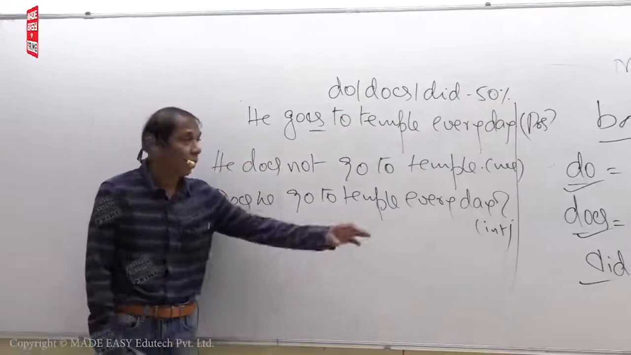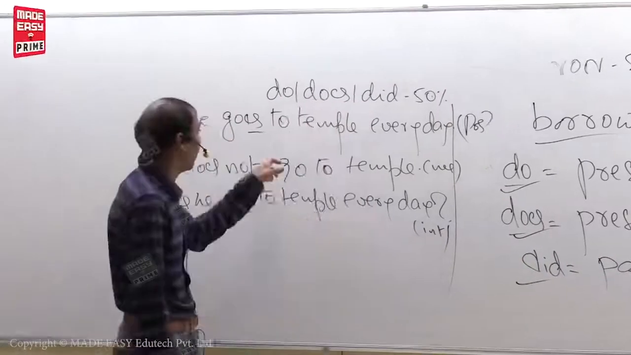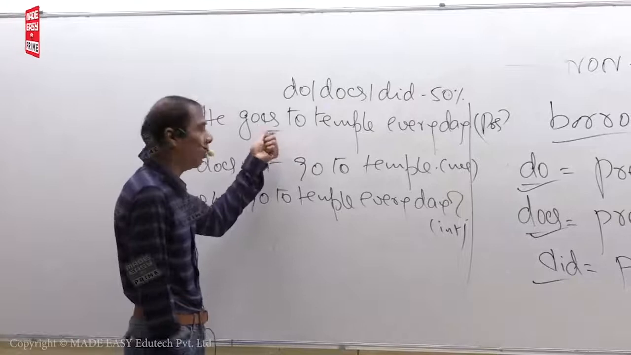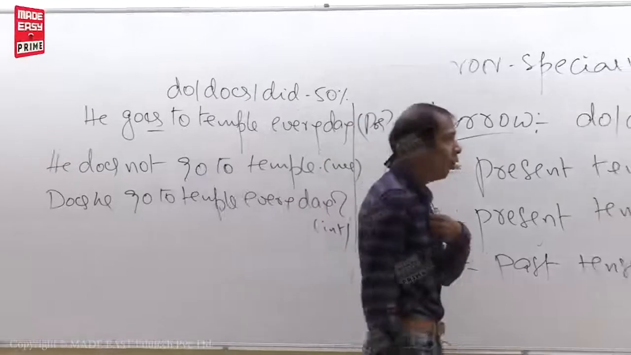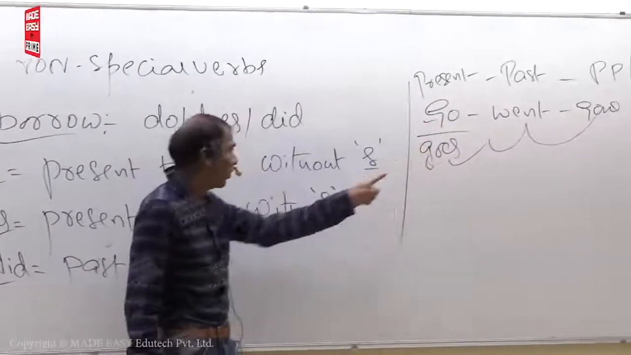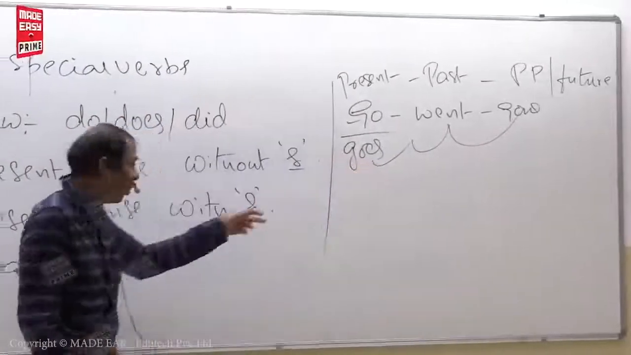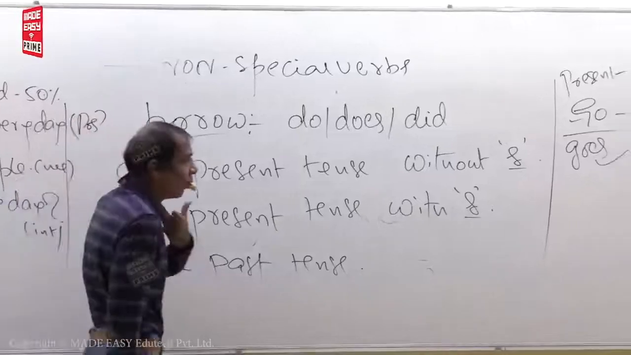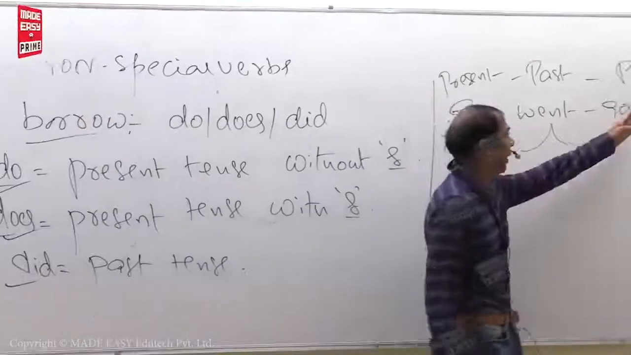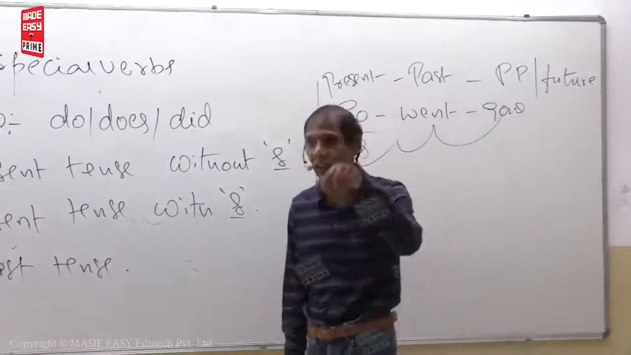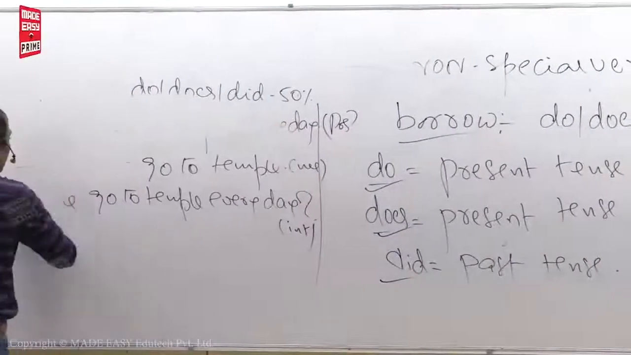So my dear students, when we are borrowing do, does or did, what do we have to do? Identify the verb given in the sentence. Depending on the verb, we borrow do, does or did. If we are given present tense without s, we borrow do. If present tense with s, we borrow does. If past tense, we borrow did. Sir, if we are given V3, it means future. What do we do? We'll see that later. First learn these steps. See? One more, let us practice.